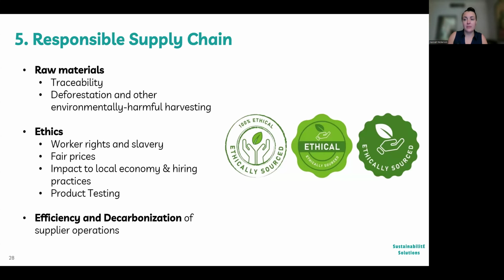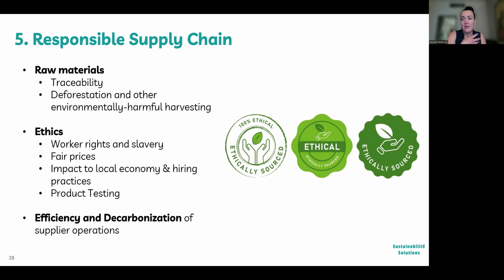Then we have responsible supply chain. So we're getting more into the scope 3, the value chain side of sustainability. And again, there's 3 categories here. Number 1, it's your raw materials. Number 2, it's your human rights and your ethics issues. And then, of course, efficiency and decarbonization. So all the things we just talked about for your business, you're going to want to make sure your suppliers are doing efficiency and decarbonization as well.